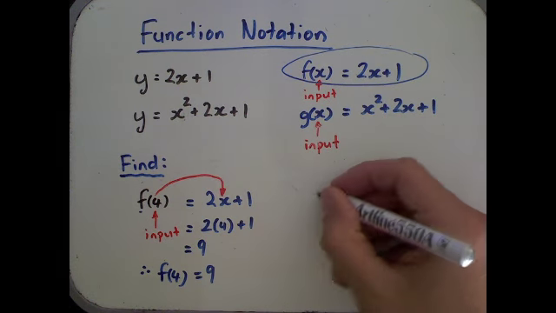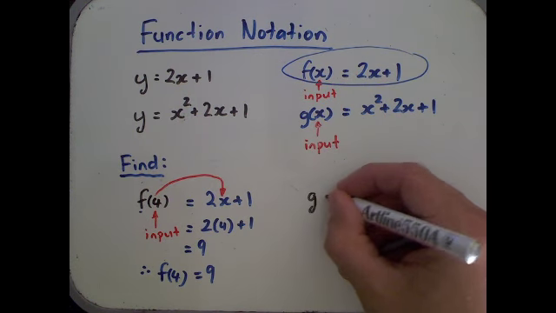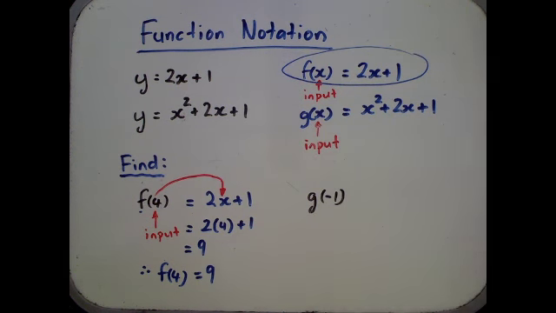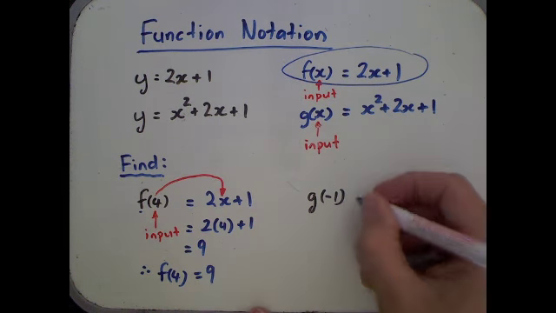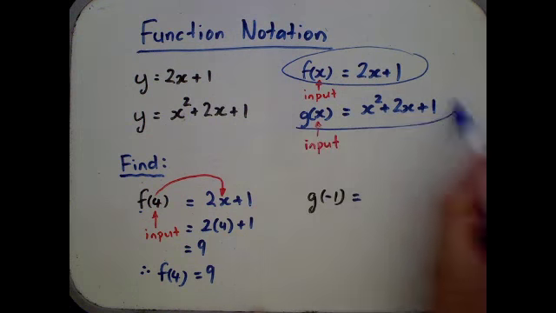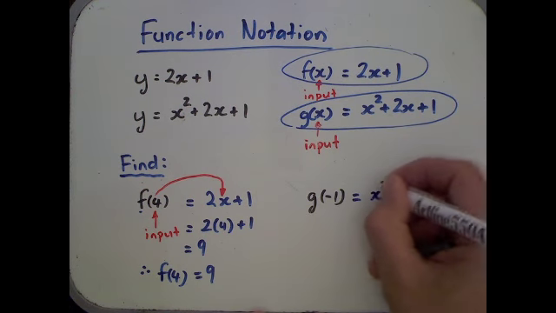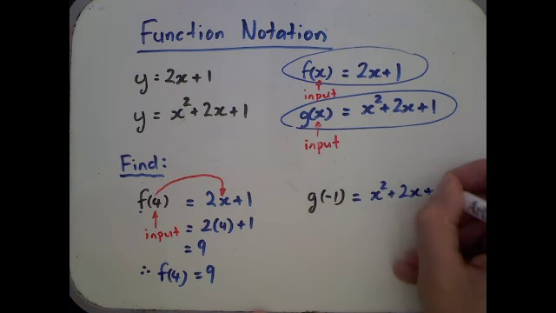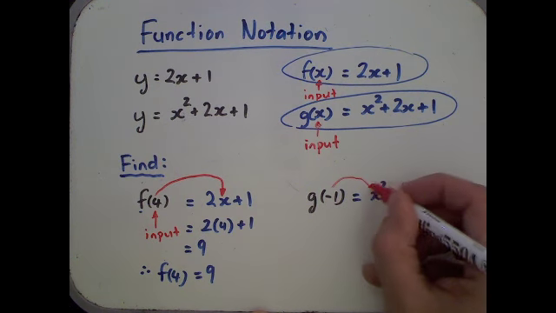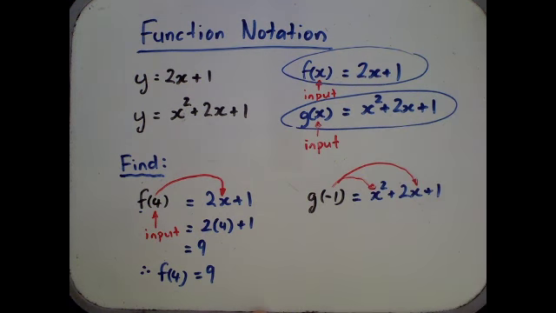Alright, it's probably important to take a look at another example. We're asked to find g of negative 1. Again, the g tells us what function we're going to use. So we're using x squared plus 2x plus 1. We then know that our x value is equal to negative 1, so we substitute our x value into both positions there.